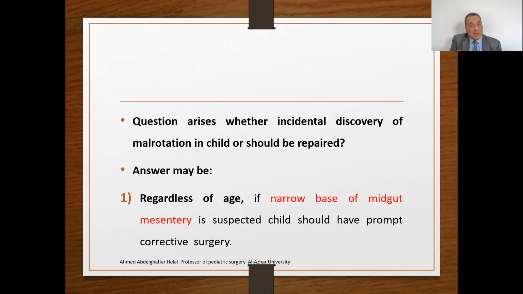So the question arises for the pediatric surgeon, no doubt, whether incidental discovery of malrotation in a child should be repaired. The answer may be, number one, regardless of the age, if a narrow base of the mid-gut mesentery is suspected, the child should have prompt corrective surgery. So if a narrow base of the mesentery is suspected, surgery is the solution.